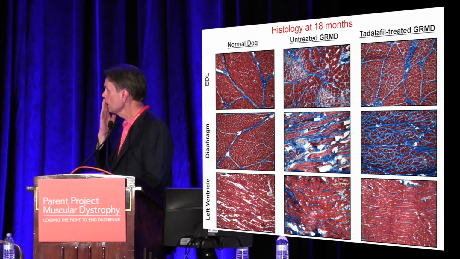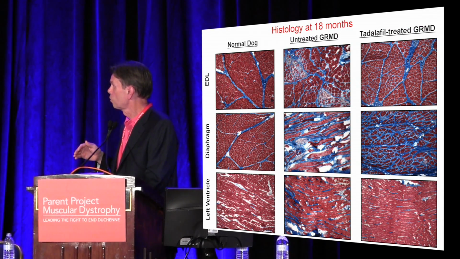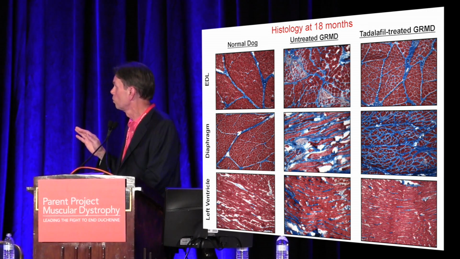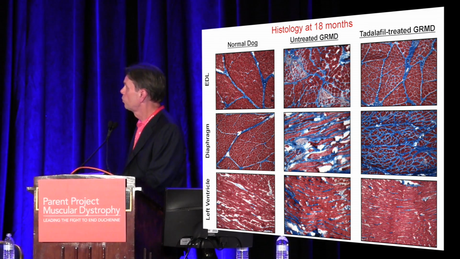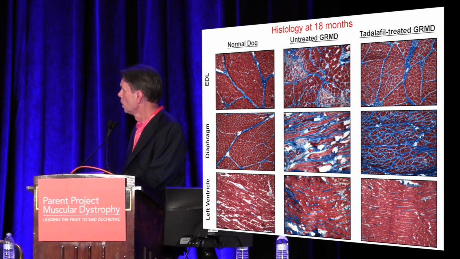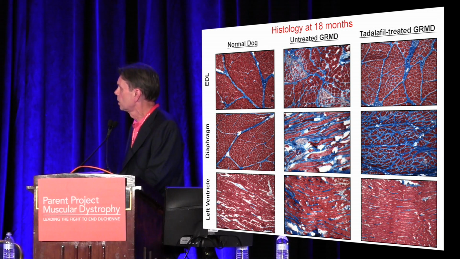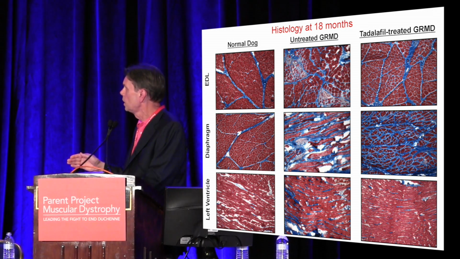This is just showing histology of several muscles at 18 months of age in the golden retriever, showing a normal dog's tissues on the left, the untreated golden retriever in the middle, dystrophin deficient, and then tadalafil, which is in clinical trials and will finish at the end of this calendar year. It shows part of the preclinical data package that made us think that tadalafil should go into younger patients: this sort of prophylactic effect.